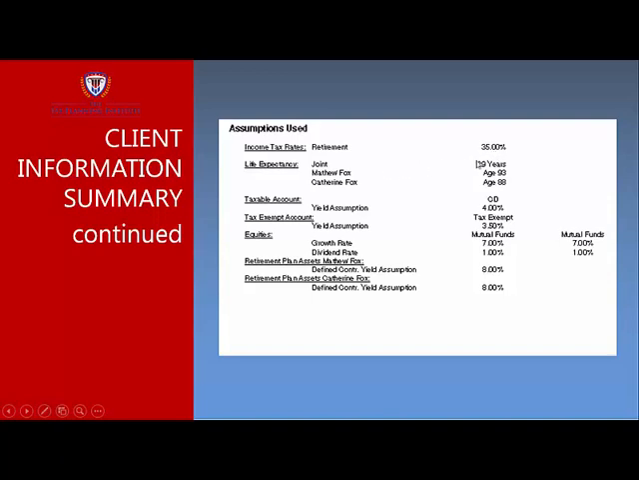Their life expectancy jointly is 29 years, him at age 93, her at age 88, and that's where we ran our analysis to. The CD we had growing at 4%, the tax-exempt bonds growing at 3.5%, so you can tell this was done a few years back. The mutual funds are growing at 7% plus a 1% dividend rate, and we're assuming the qualified plans are earning 8% each. You can change any of these assumptions that you would like. We typically want to get them from the client because it's their analysis that we're doing.